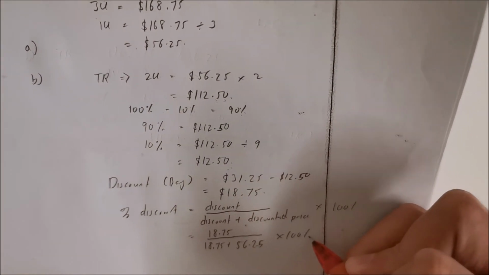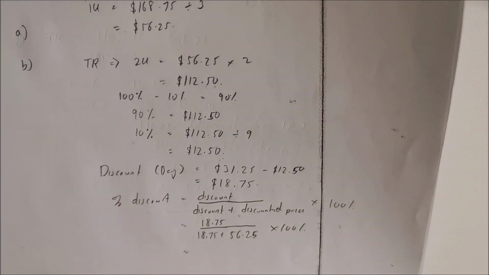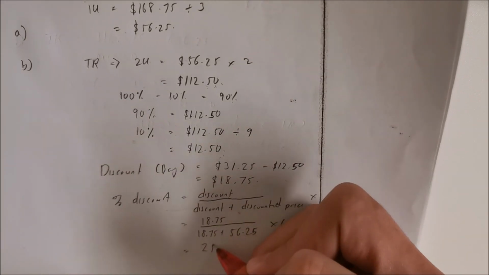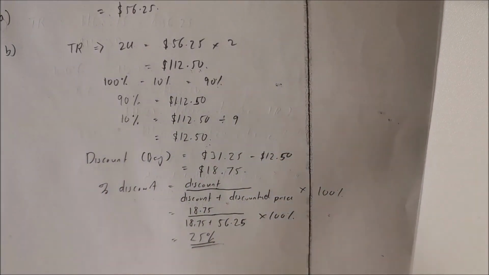times 100%. Okay, it seems a bit complicated, but just use your calculator and everything should be okay. And we will get 25%. Okay, and that's the answer. It's a bit complicated, but because it's 5 marks, please try to understand this.